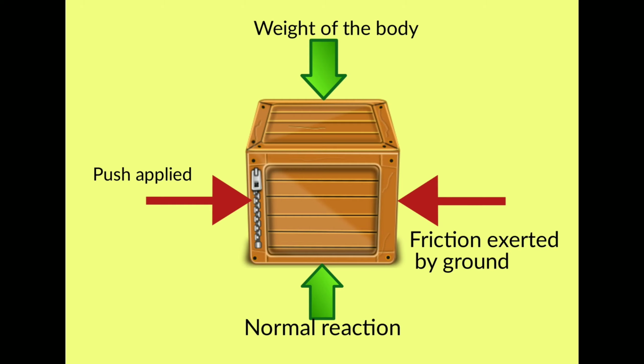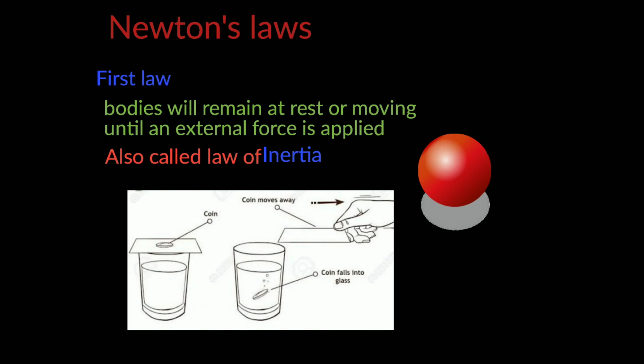So here in this case, this box is not going to move. From where we can conclude that to move a body, the resultant of all the forces should be a non-zero value, that is unbalanced force. And in this case, to move this box, we have to increase the push applied so that the resultant of push and the friction will be a non-zero value. So now let's understand Newton's laws.